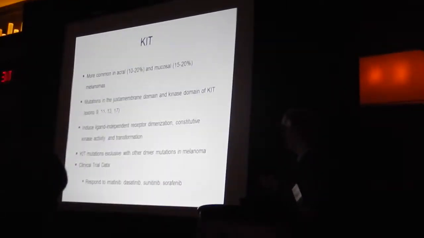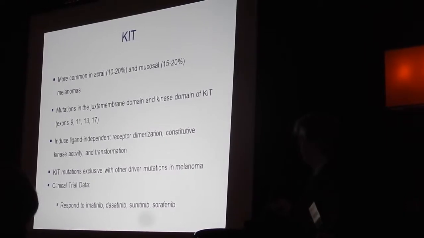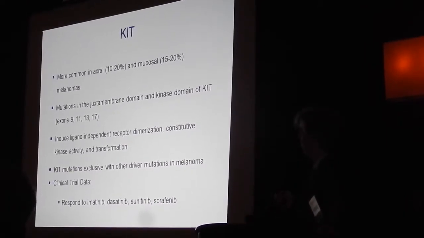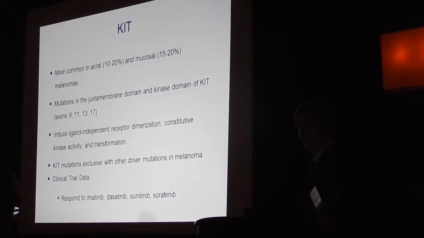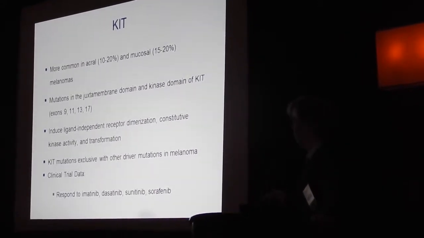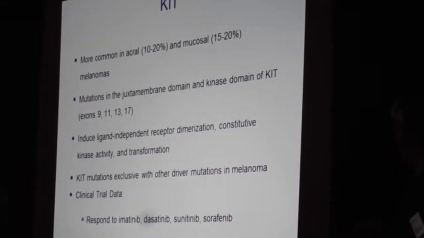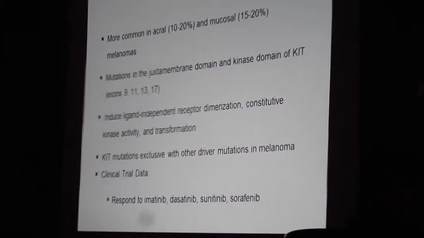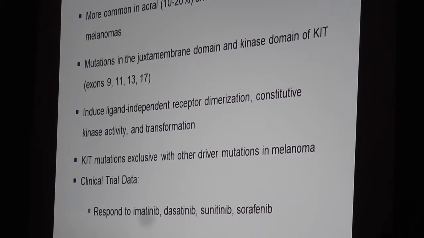KIT is another oncogene, the tyrosine kinase receptor that's commonly mutated in melanoma. You see it more often in acral melanoma and mucosal melanomas. It's the same mutation profile you see in GIST and other tumors that have KIT mutations, in exons 9, 11, 13, and 17. When a nucleotide substitution occurs here, you get an amino acid substitution.